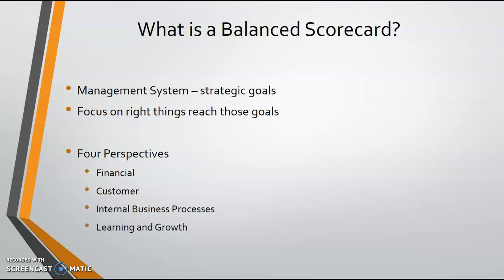Financial is a major focus of the balanced scorecard. It looks at the key financial indicators or ratios needed in order for a firm to reach their strategic goals. Customer focuses on the people that buy the product or service. Are we getting new customers? Are we retaining or keeping existing customers? And are these customers satisfied?